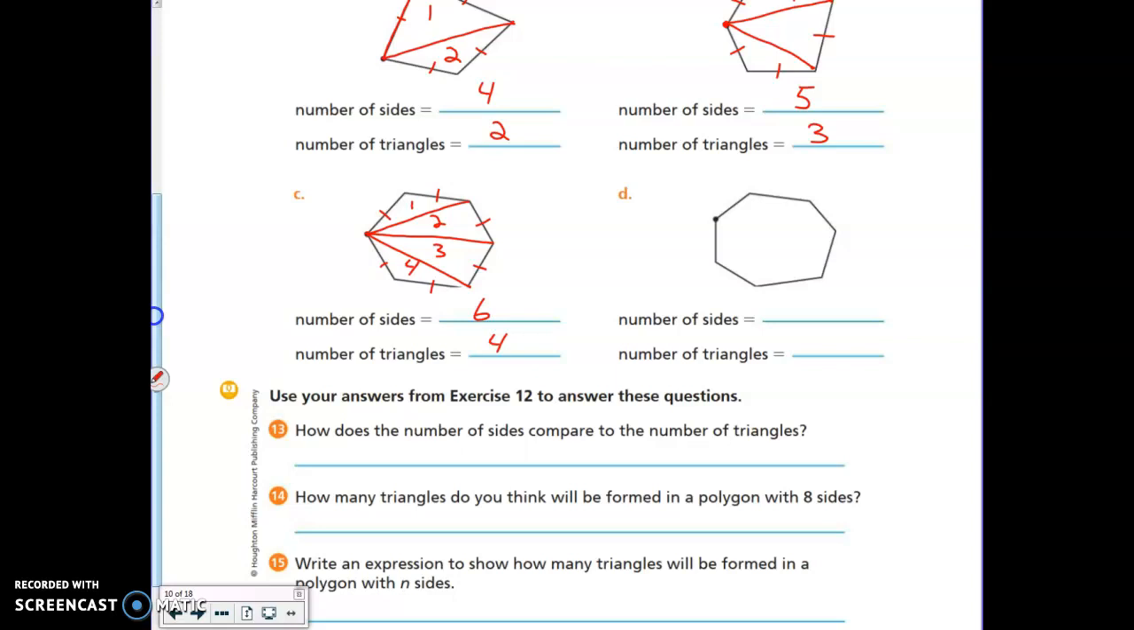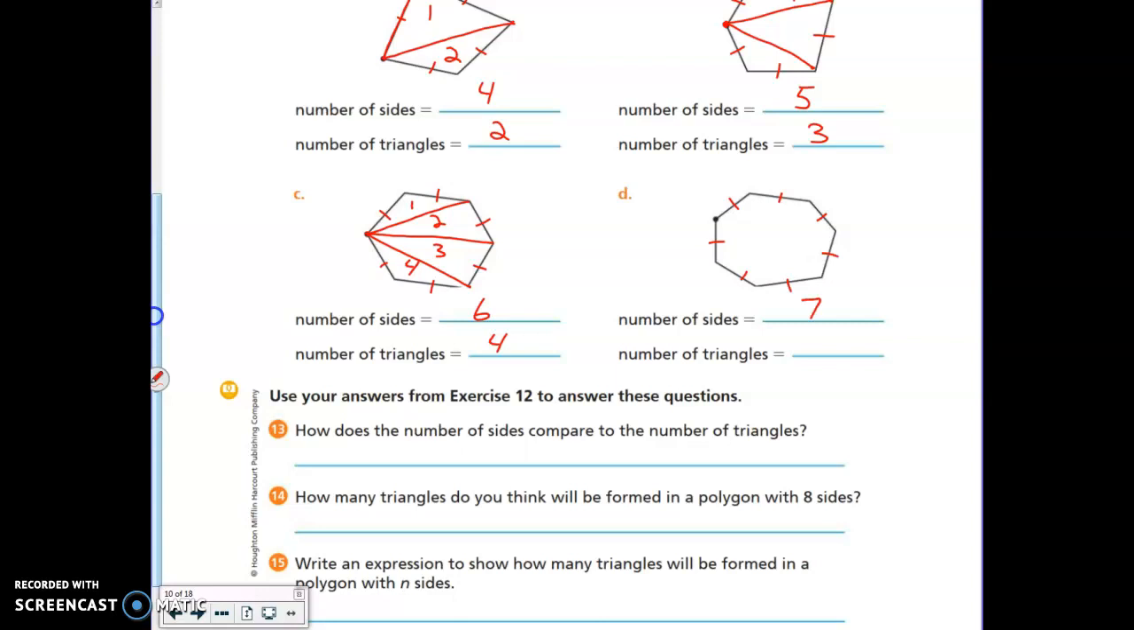All right. And the last one of these image problems that we have, the problems with the pictures to help us with this process, we see a 1, 2, 3, 4, 5, 6, and a 7-sided figure called a heptagon.